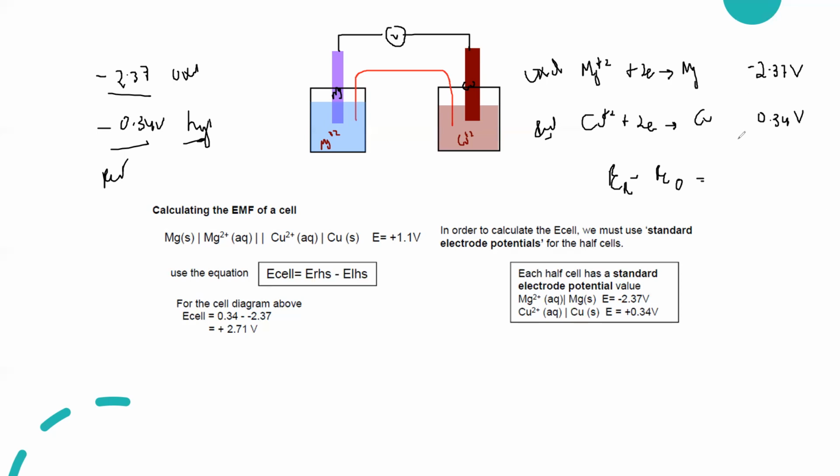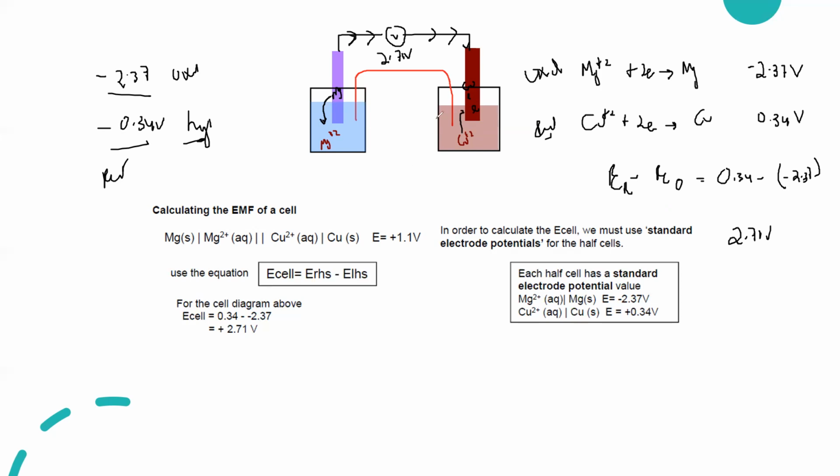So reduction minus oxidation: reduction was 0.34 minus oxidation, which is minus 2.37. When we substitute these values, the voltage produced by this cell will be 2.71 volts. And what actually happens if there is a flow or movement of the charges? Magnesium atom will go into the solution as a magnesium ion. The electrons, like charges, repel, so they will travel through the circuit if the current flows, and copper ion will gain electron and change to copper atom.